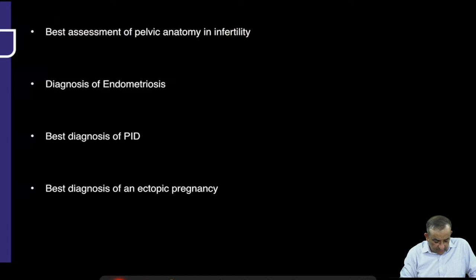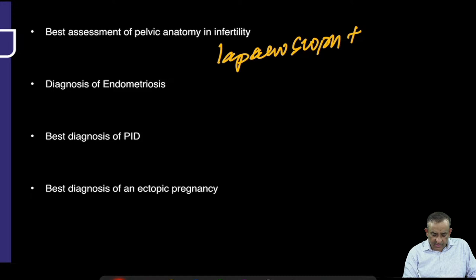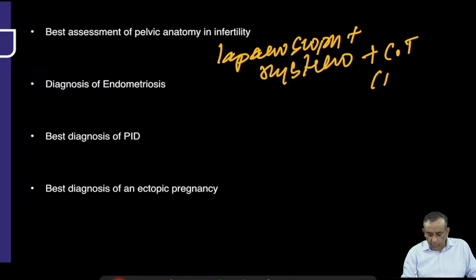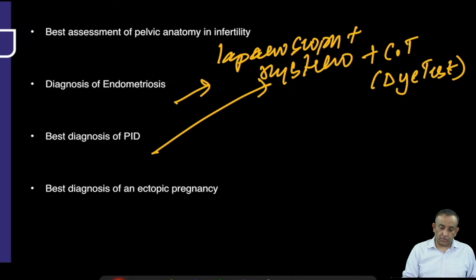Best assessment of pelvic anatomy in infertility is by a laparoscopy plus hysteroscopy. Laparoscopy, hysteroscopy plus chromotubation, or the dye test. You can say chromotubation or you can say the dye test. Diagnosis of endometriosis, laparoscopy and hysteroscopy. Diagnosis of PID, laparoscopy and hysteroscopy. Diagnosis of ectopic pregnancy, best, laparoscopy and hysteroscopy.